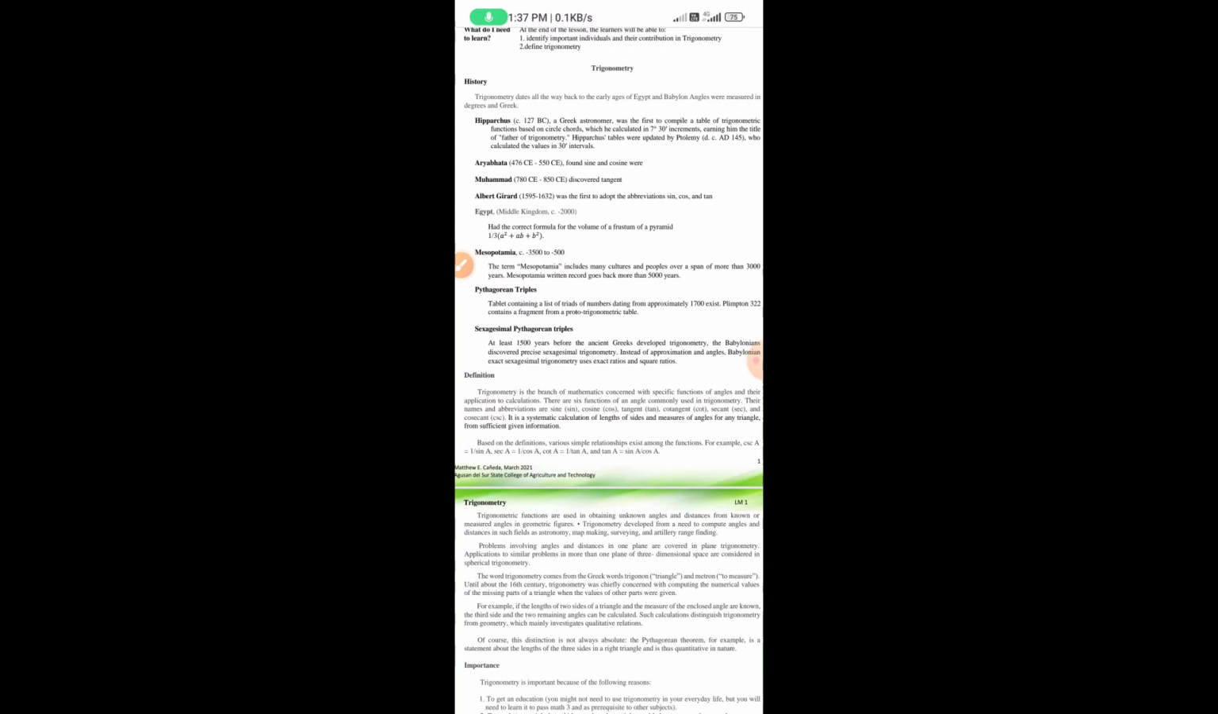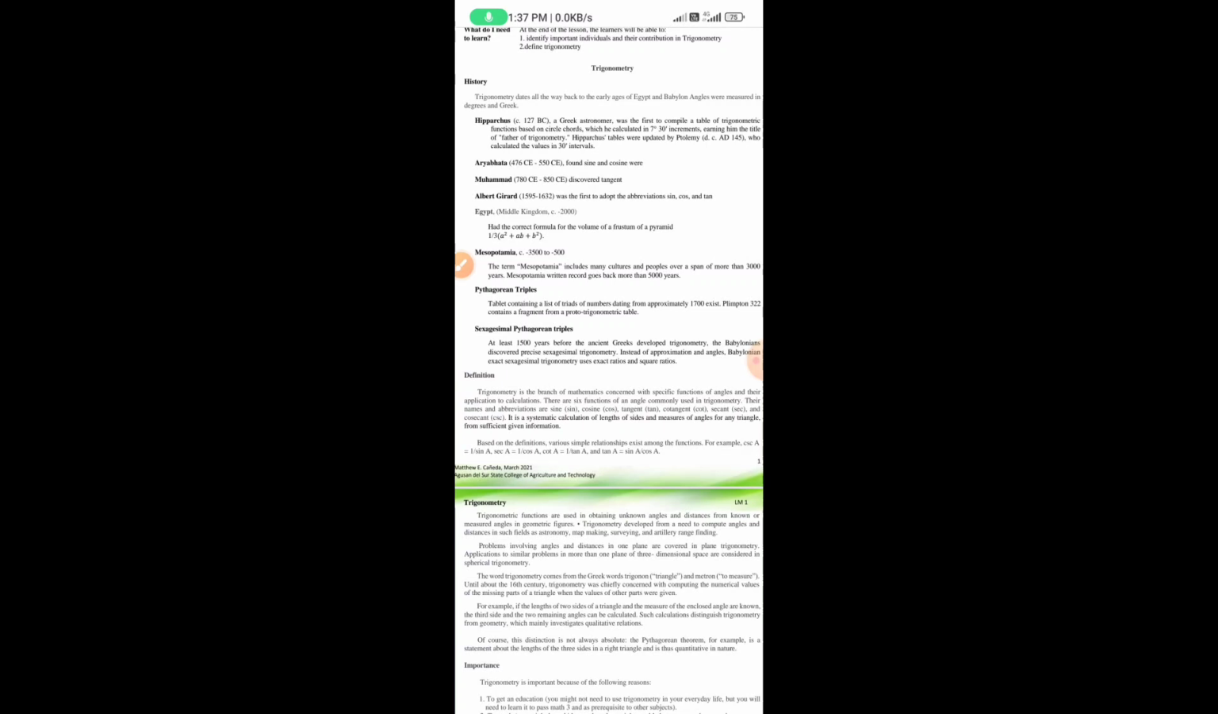Egypt, Middle Kingdom, c. 2000 BC, had the correct formula for the volume of a frustum of a pyramid: 1/3 times a squared plus ab plus b squared. Mesopotamia, c. 3500 to 500 BC. The term Mesopotamia includes many cultures and peoples over a span of more than 3,000 years. Mesopotamian written records go back more than 5,000 years.